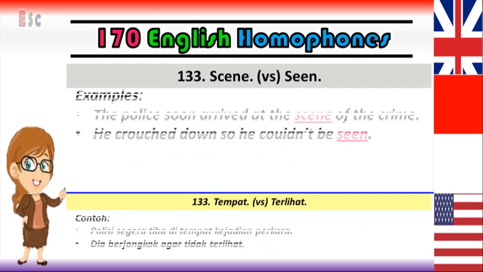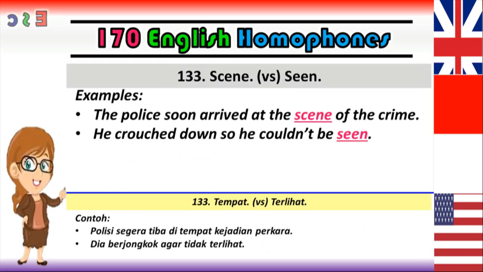133. Scene versus seen. Examples. The police soon arrived at the scene of the crime. He crouched down, so he couldn't be seen.